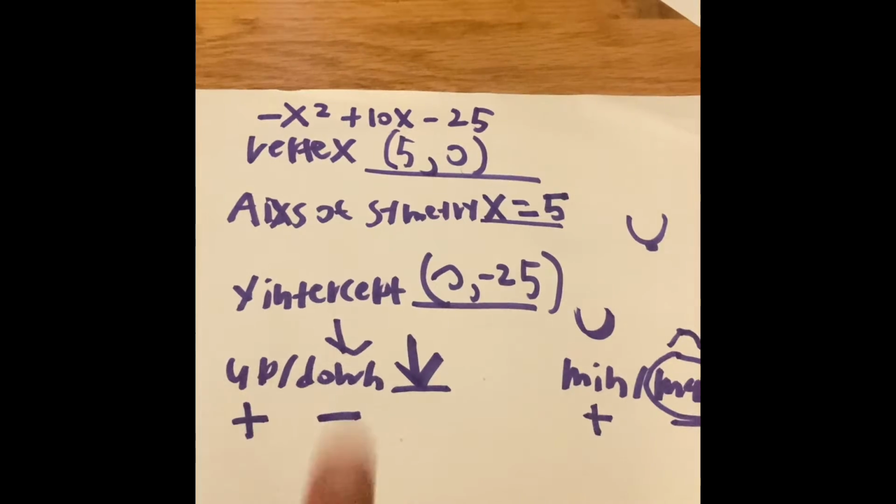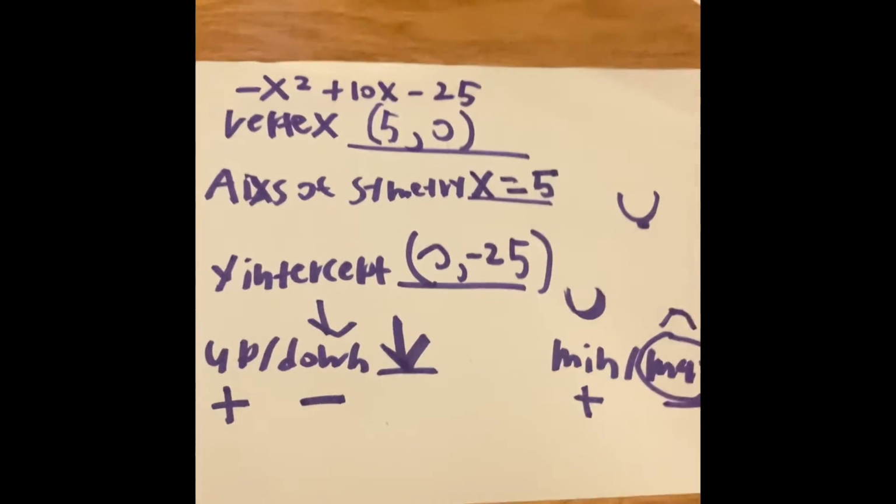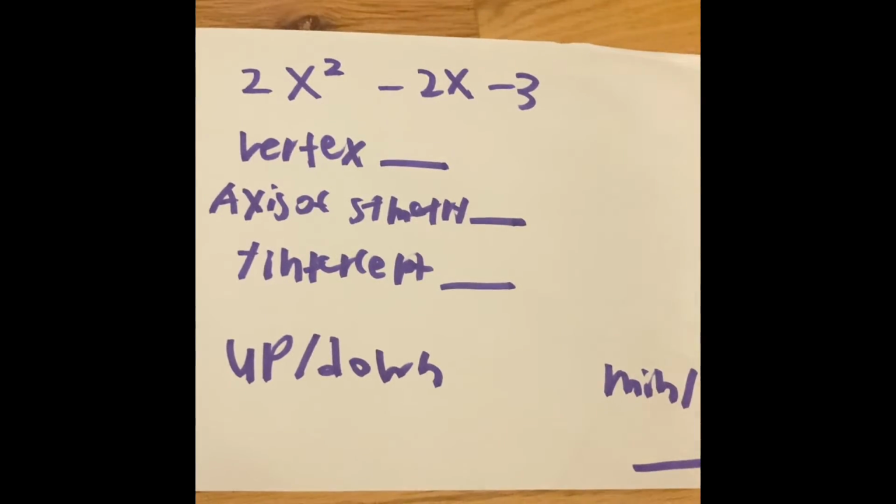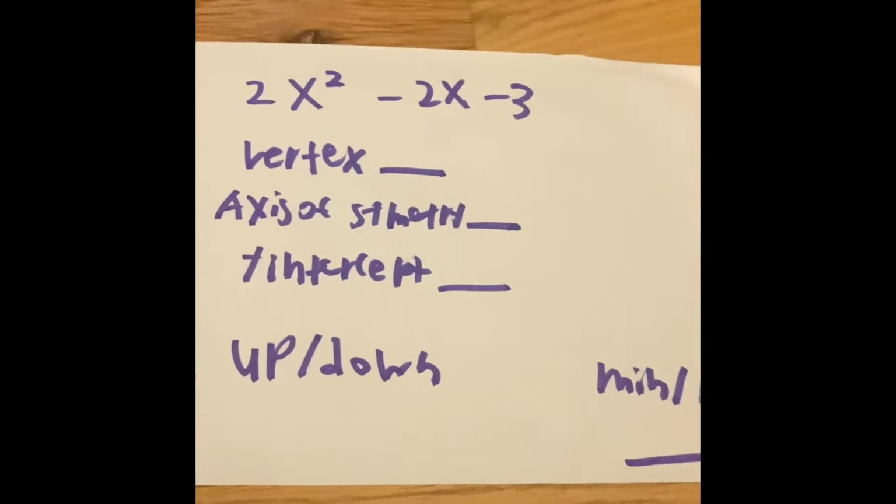Now let's solve one more problem. So we are going to transition to a different problem: 2x squared minus 2x minus 3. Let's look at the vertex.